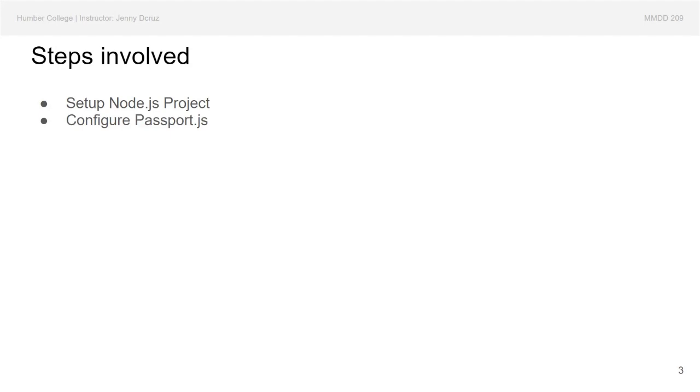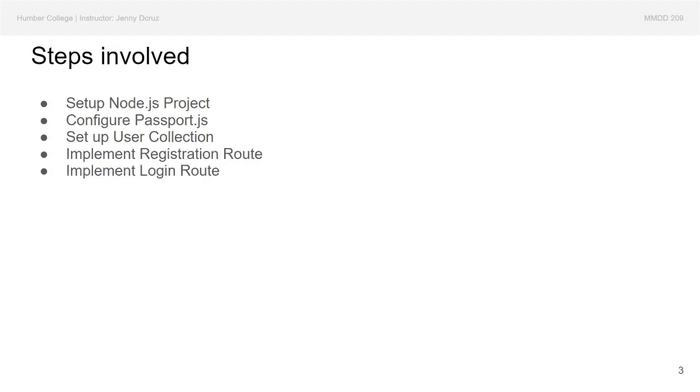After that, we are going to configure passport.js, and set up a user collection in our database. So from last week, if you still have that database up and running, then you'll remember that we had a database created with a pins collection in it. We'll try to access that same database again, but we'll add a users collection to it. We'll implement the registration and login route, and then we'll do something called serialization and deserialization.